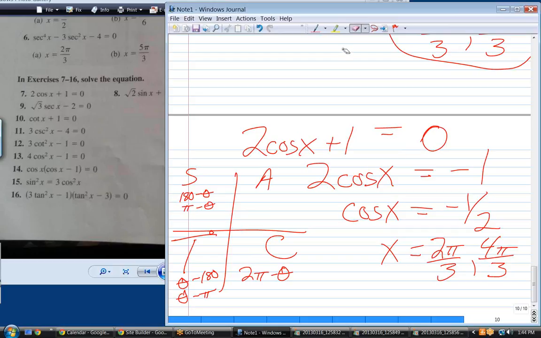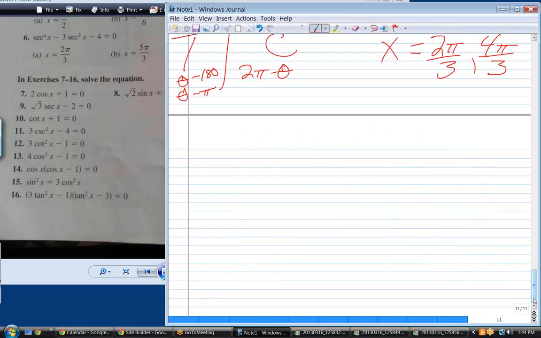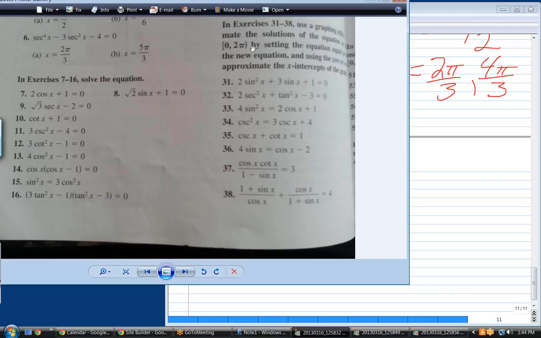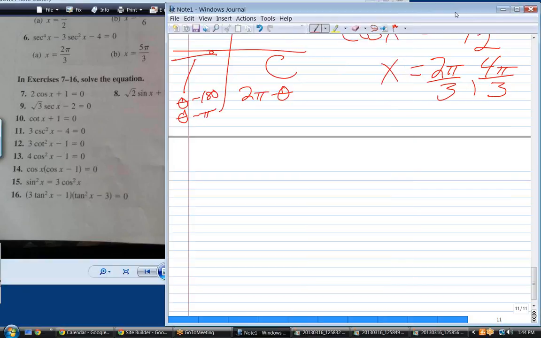Yeah. So these would be the answers if they would have said in the domain 0 to 2 pi. But they didn't. I noticed that over here they do state 0 to 2 pi, and they don't state it here. Let me just suggest what the answer is and see if you've ever seen anything like this.